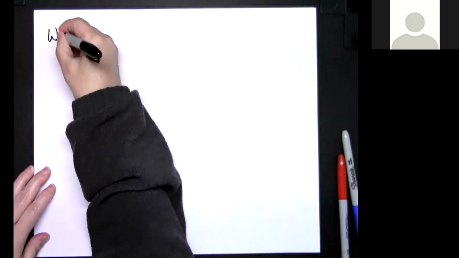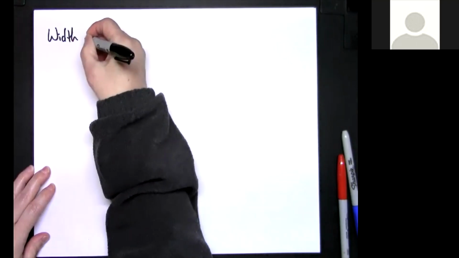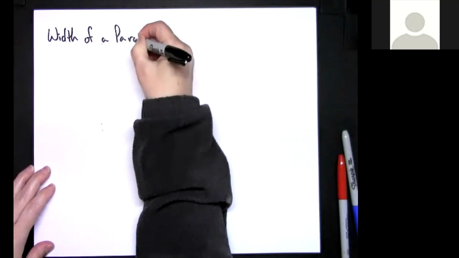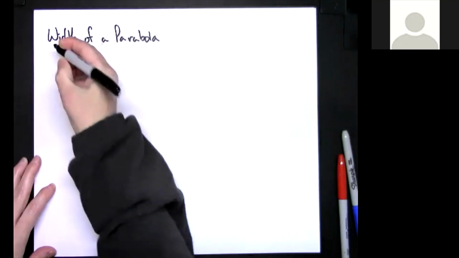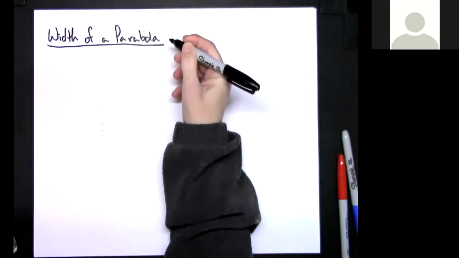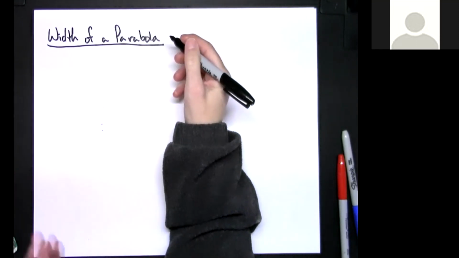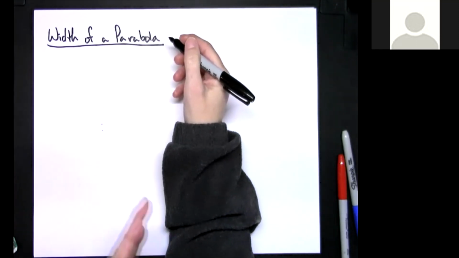Now let's go ahead and get into a little more detail about the width. Regarding the width of a parabola, you could possibly be given 3 different equations and then asked to put them in order from the widest to the narrowest, or the narrowest to the widest.